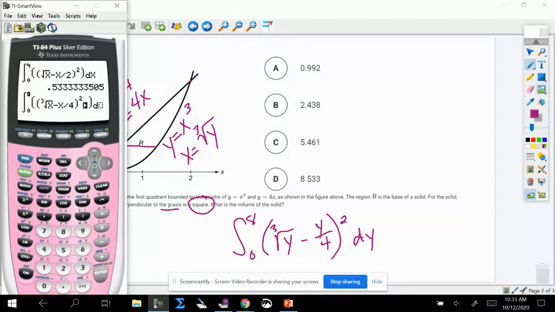Make sure you remember to square the entire length. Make sure you put the x at the end. You are going to get a decimal, obviously, looking at the choices. And you get 2.438, which again is B.